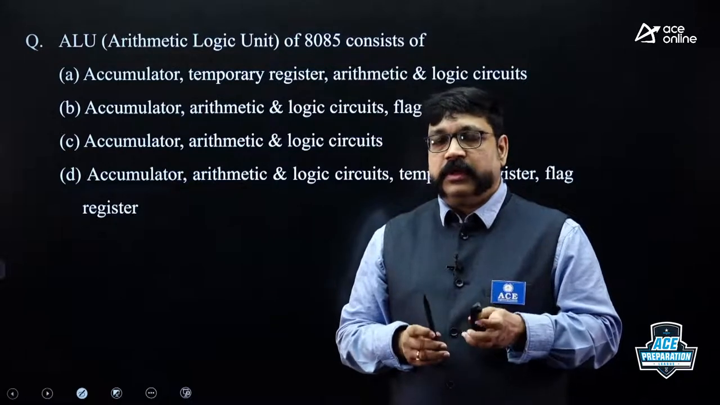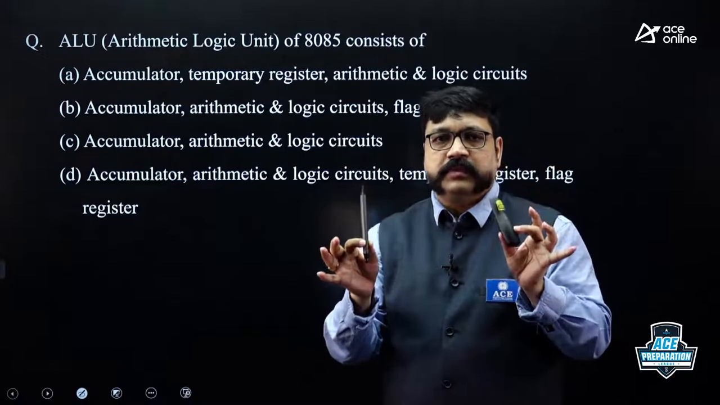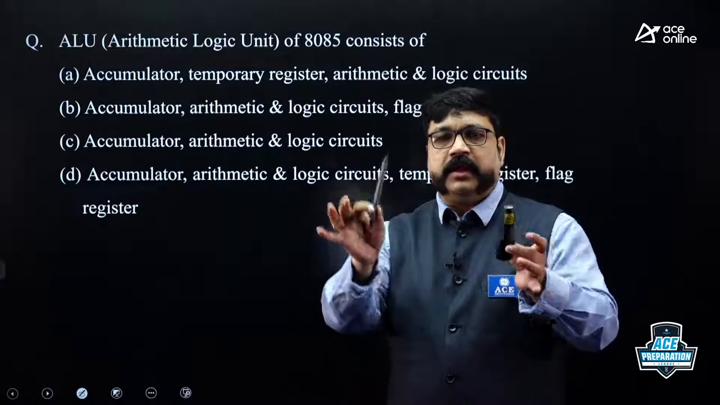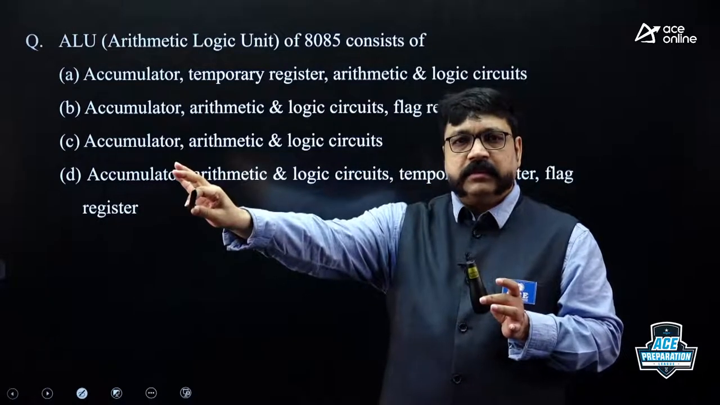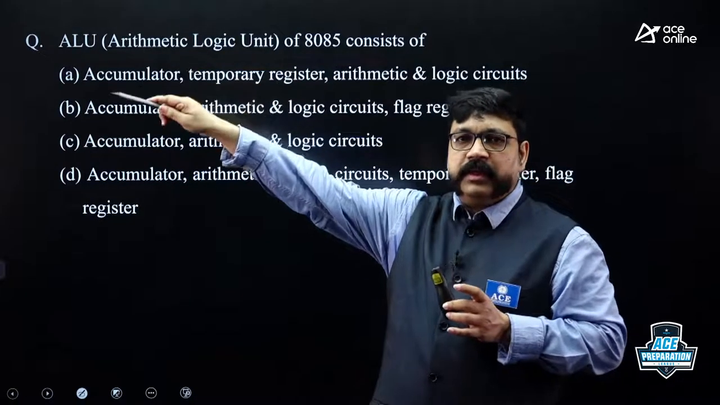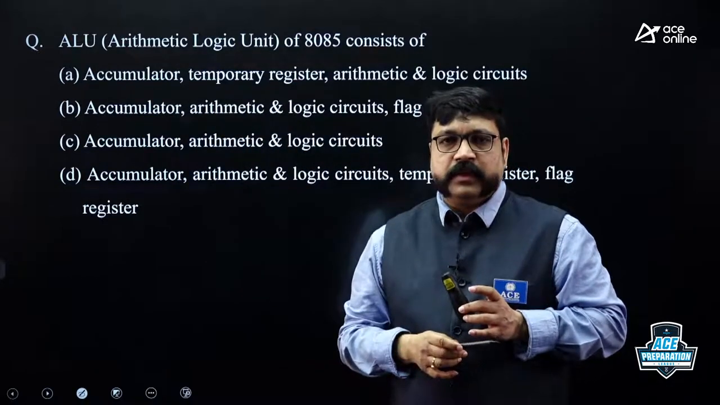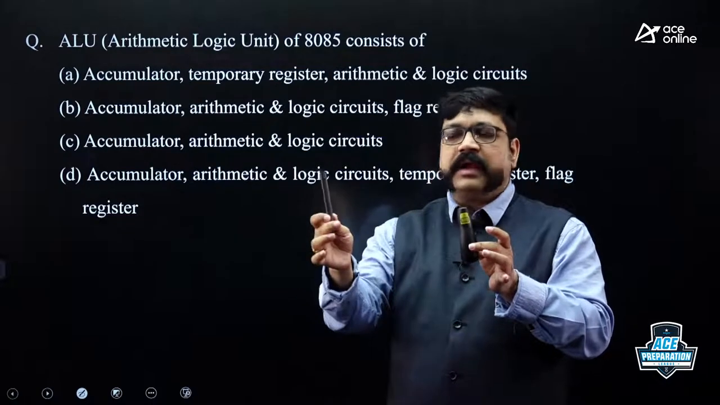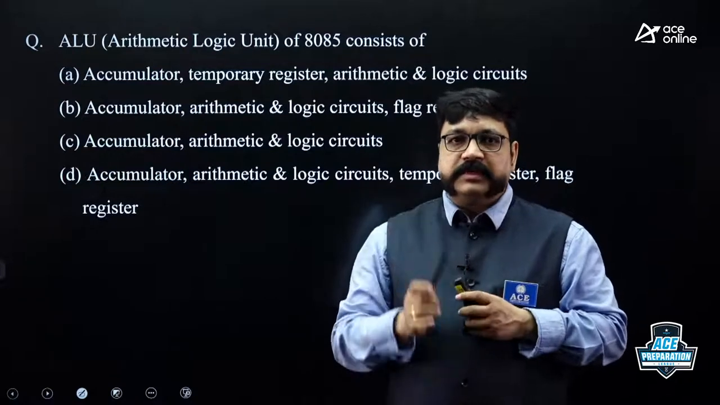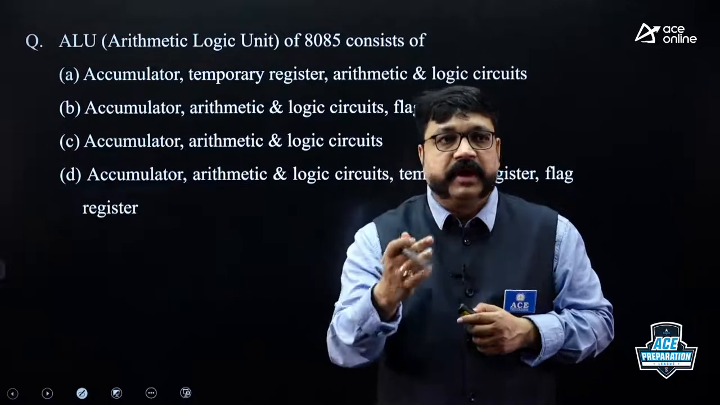Accumulator based ALU means what? If you want to add two numbers, for example, one number should be there in the accumulator. 35 and 84 you want to add, for example, 35 is there in the accumulator. What about 84? Maybe in the B register, C, D, E, H or L register, or maybe in an external memory location pointed to by the HL pair. You can add A and B, A and C, A and D, A and E like that. You cannot add B and C, because the ALU of 8085 is accumulator-based.